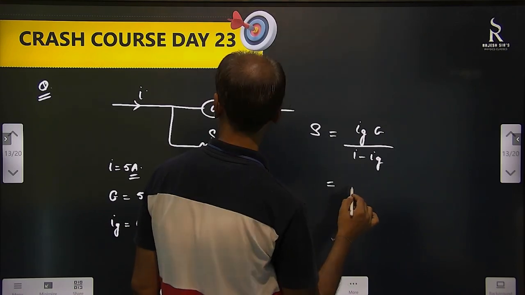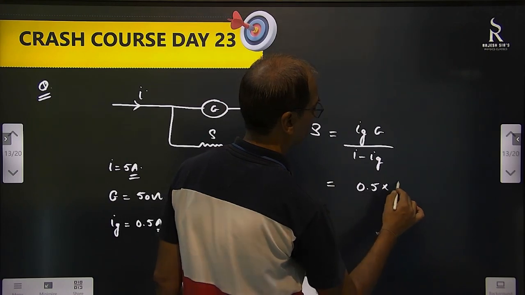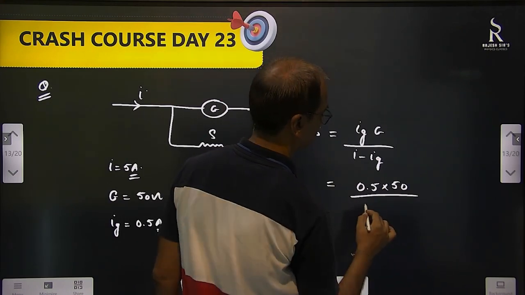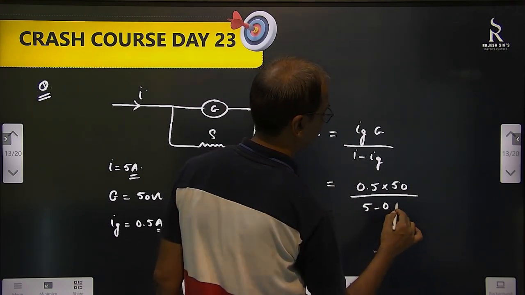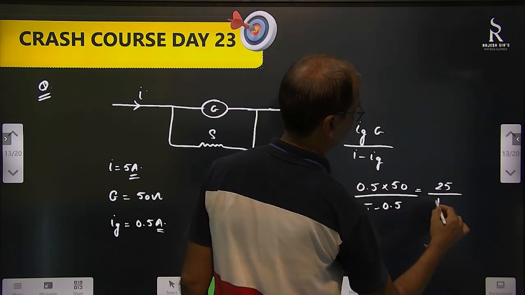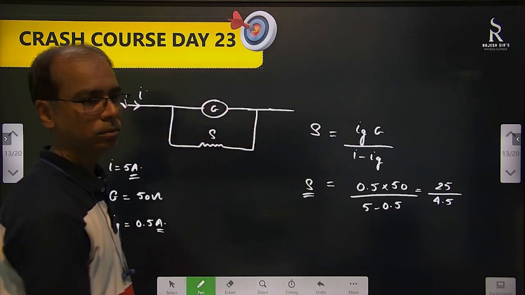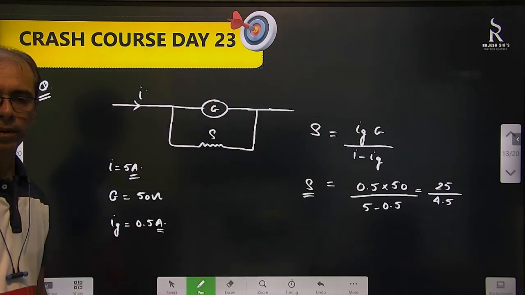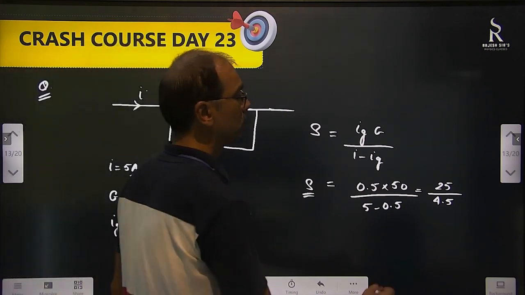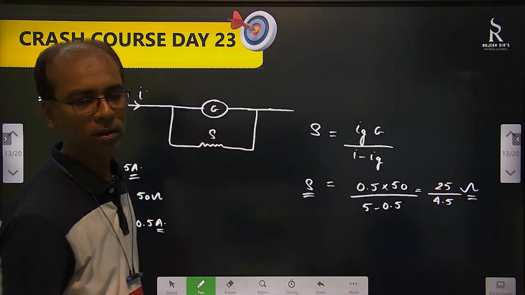Ig is 0.5. Resistance of the galvanometer is 50. Then here it is 5 minus 0.5. So this is 25 by 4.5. This is the value of the shunt. That's all. These kinds of questions will be asked from you as far as the ammeter is concerned.